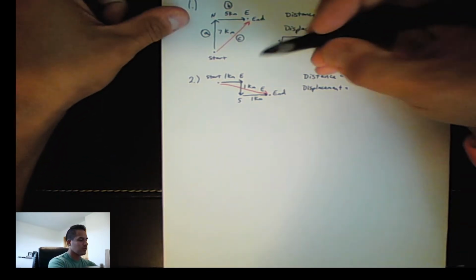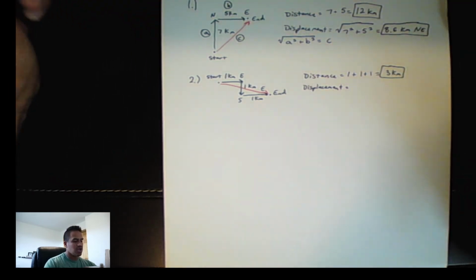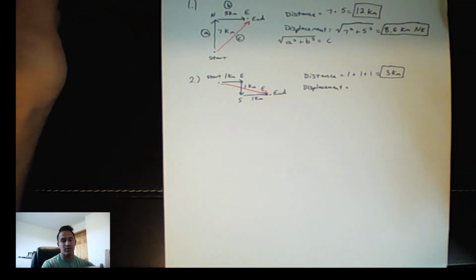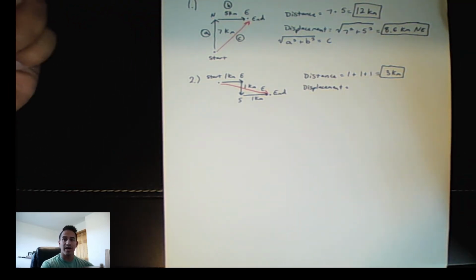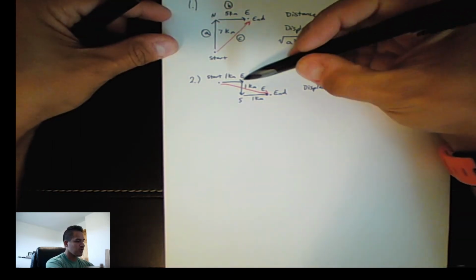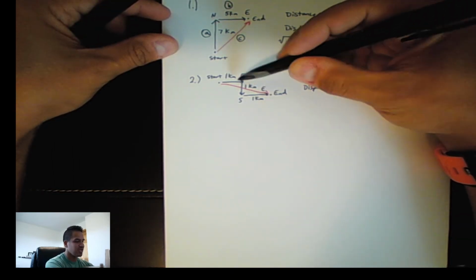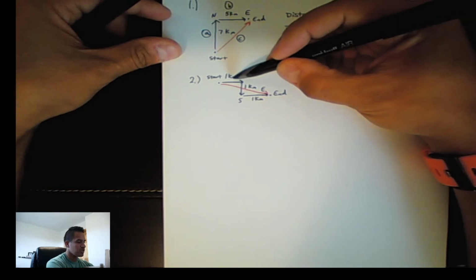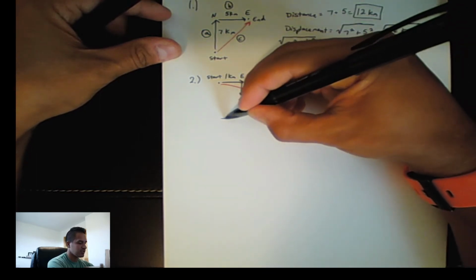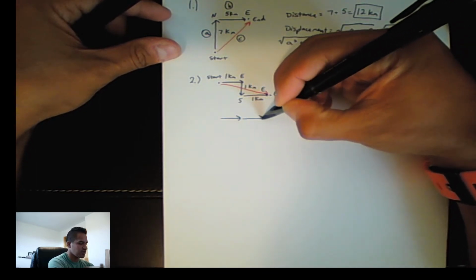Okay, so we have to remember when we're dealing with vectors, if we have vectors that are in the same direction, we can add them together or combine them, okay? So we'll notice here that we have two vectors that are both going to the east. So we have 1 kilometer east and another 1 kilometer east, right? So if we draw them next to each other, they're going to look like this.